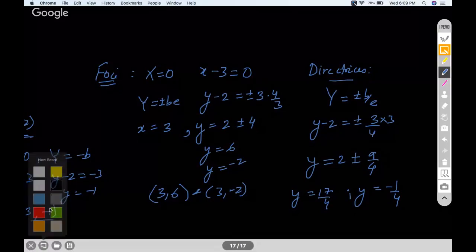Okay. So this basically helps you to understand the initial concepts that you had learned in your class 11th.